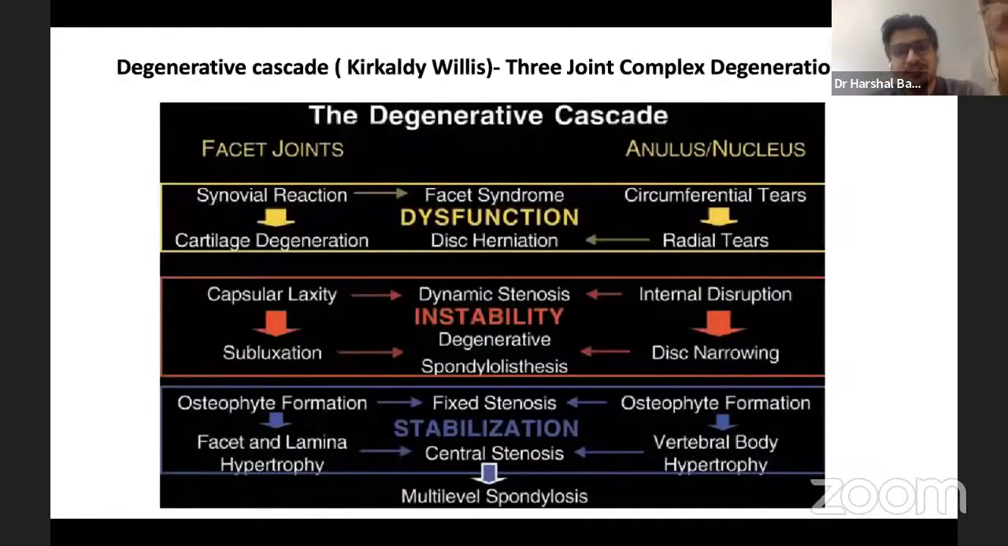Kirkcaldy-Willis in the 1970s described this three-joint complex degeneration, which holds true today also for this degenerative phenomenon. There's a dysfunction in three joints, namely the two facet joints and the disc joint, which leads to a cascade of events leading to instability and an auto-stabilization, or a stabilizing event by the body, but at the cost of space available for neural structures. And that commonly leads to stenosis. I think you are all aware of this cascade, so I'll not go into the details of it.